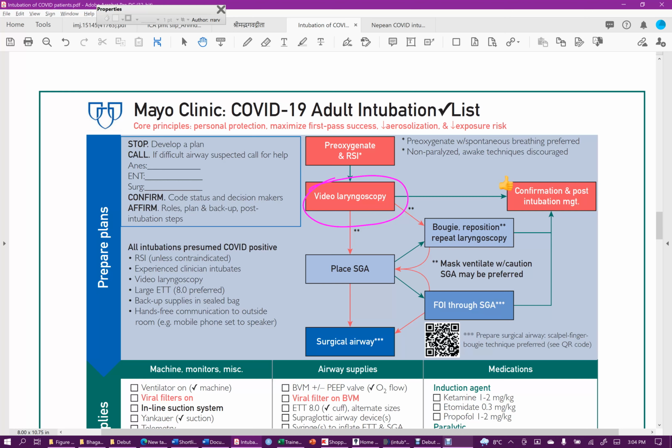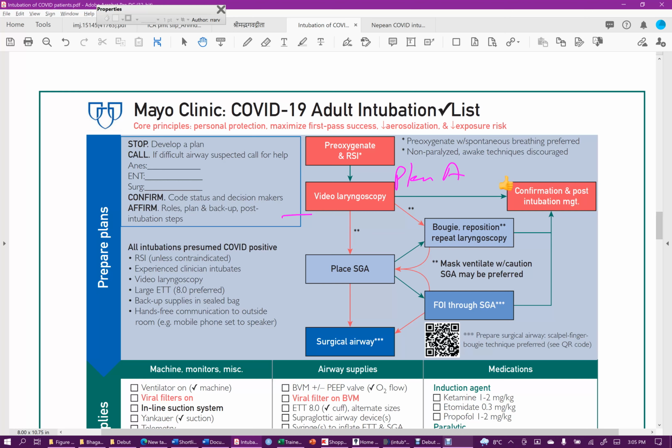During the first attempt, my practice will be to do video laryngoscopy with a bougie. Okay, that's what I do. In the Mayo Clinic checklist, they say video laryngoscopy, and then if it fails, you can try other things. If it works, great, no problems. There's no difference at all. However, if it doesn't work, so this is your plan A.